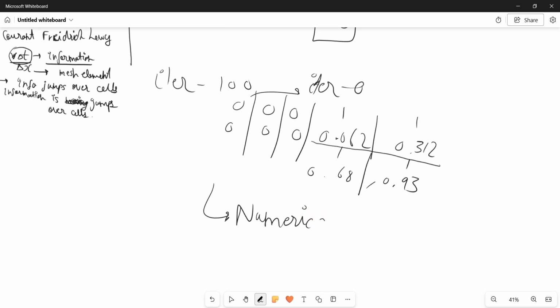Numeric, numerical diffusion. Now what's the problem, you might ask?